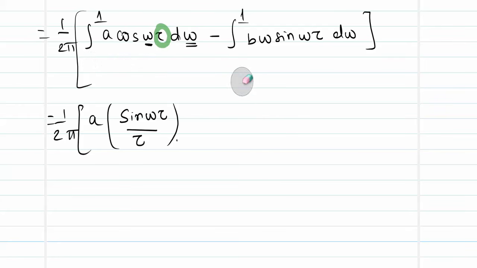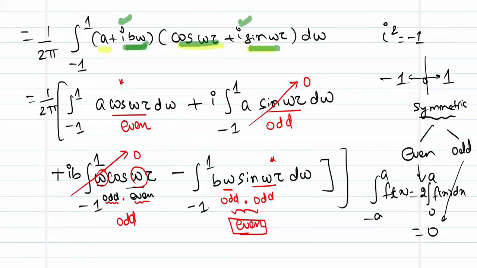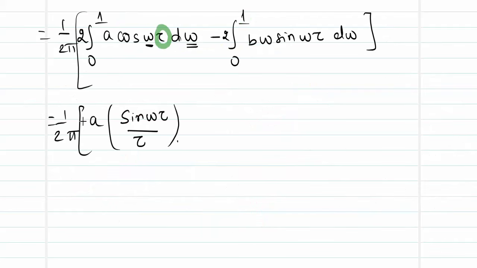This lower limit, let me make it as 0, so that this becomes twice integral from 0 to 1. I know the property: integral from minus a to a becomes twice integral from 0 to a. Now this 2 comes outside, and 2 can be very well cancelled off. I have sin omega tau by tau. So now the limit is just between 0 to 1. So the first term is over for me. Now 2 which has been brought outside can be cancelled off.